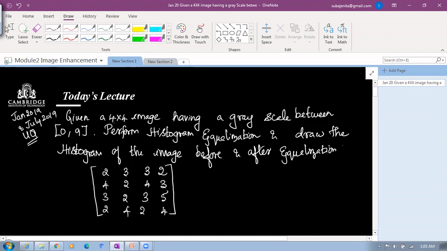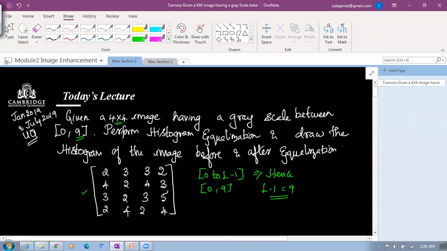So you are given with an image of size 4x4. That is a small image segment is given to you. Having a grayscale between 0 to 9, which means the grayscale ranges from 0 to L minus 1. So the maximum range here is given as 0 to 9. Hence, it is very clear that L minus 1 equals to 9 in this case. So let us extract the given data. So L minus 1 is equal to 9 and you have been given with an image segment of size 4x4.